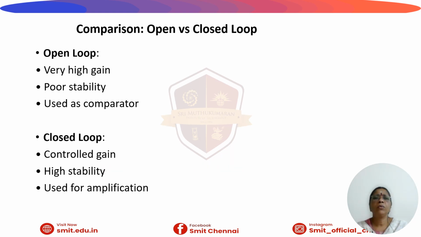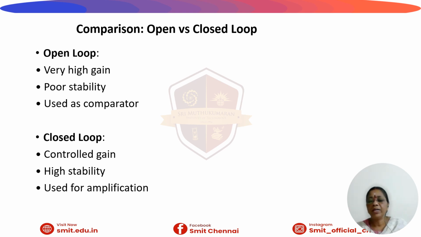So to conclude, the comparison of open loop versus closed loop is as follows. Under open loop, the gain is extremely high, whereas in closed loop, it is lower and precisely controlled. The bandwidth of an open loop op-amp is very narrow, whereas in closed loop, it is significantly expanded. Stability is very poor in open loop and it can easily be saturated, whereas in closed loop, it is high and it always operates in the linear region.